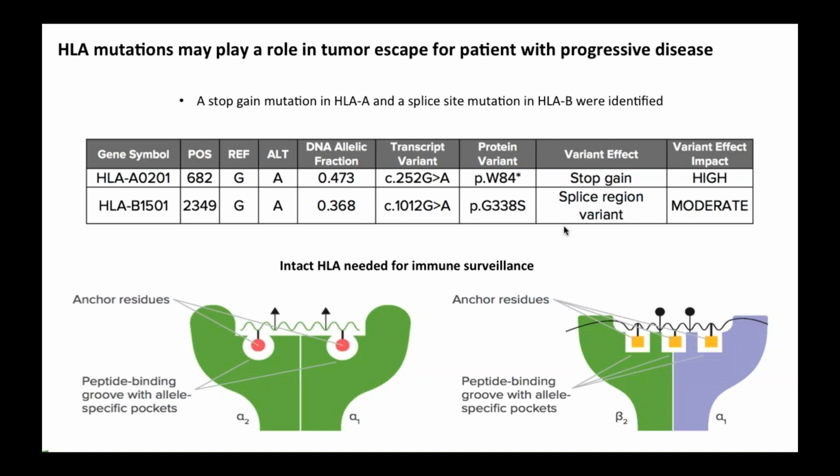And HLA class 1 genes, of course, are major members of the antigen presentation machinery, and these are necessary for presenting neoepitopes in tumor cells to the immune system. So these somatic HLA class 1 mutations could likely play a large role in this particular patient's lack of response to anti-PD-1 therapy.